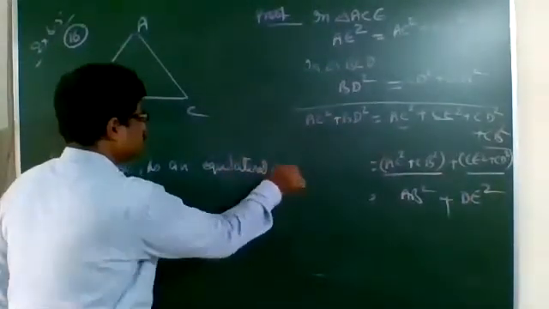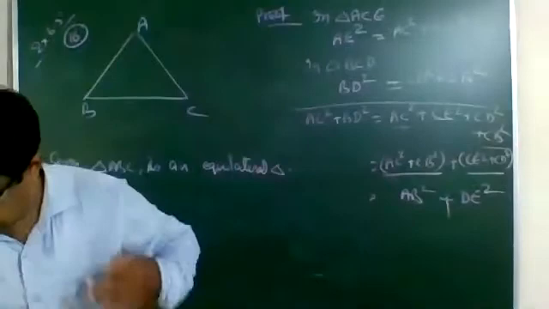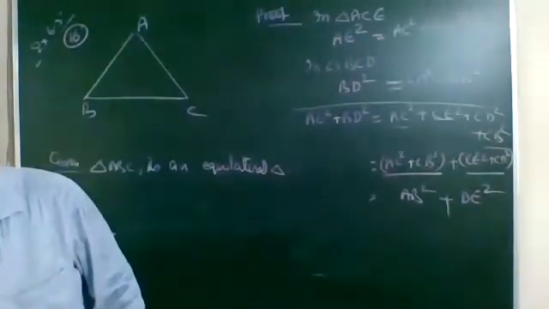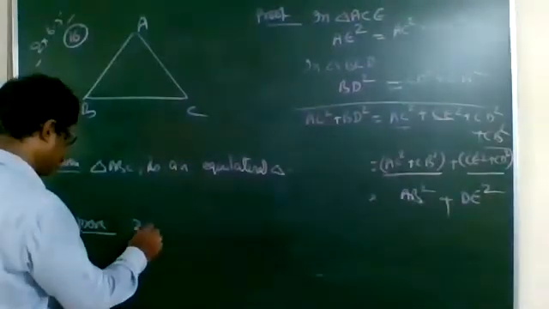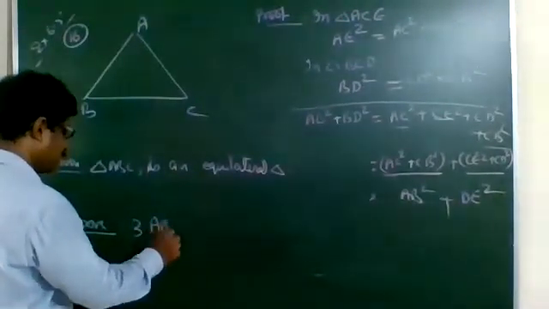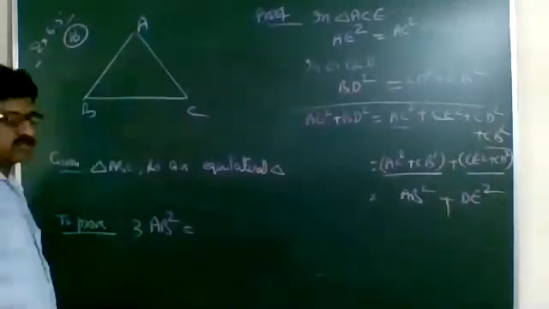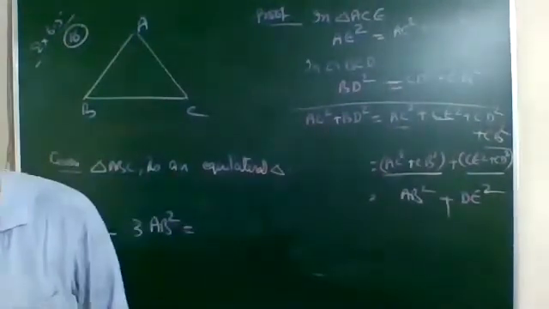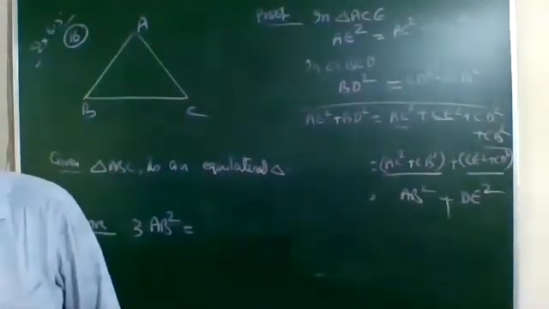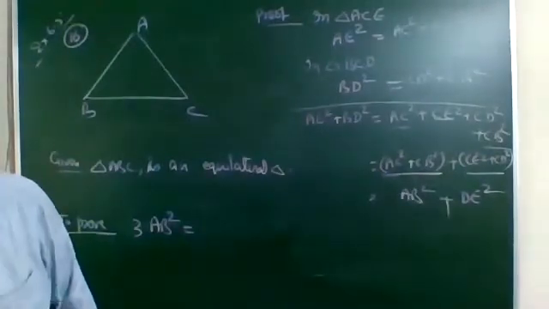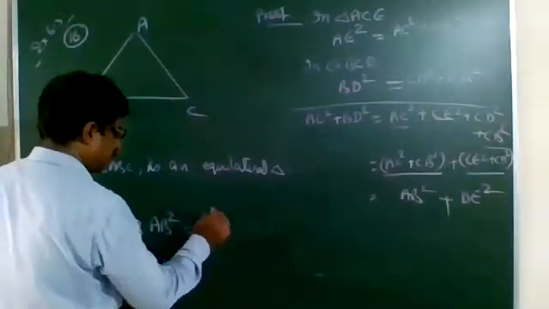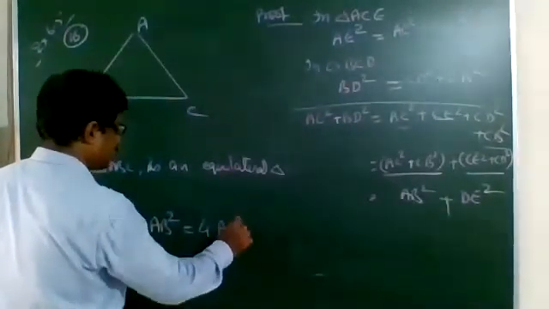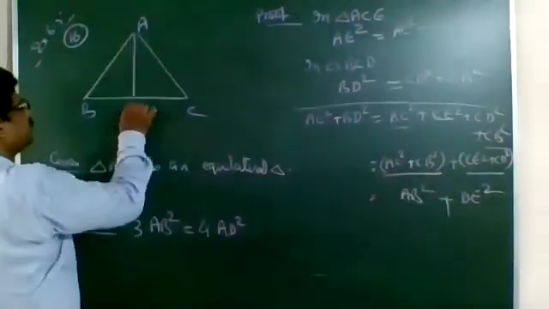What is given? Prove that 3 times the square of one side, say AB square, is equal to 4 times the square of one of its altitudes. We take the altitude as AD.